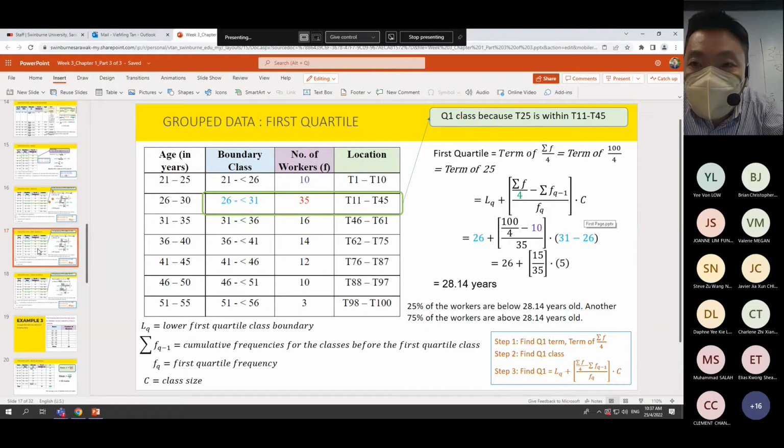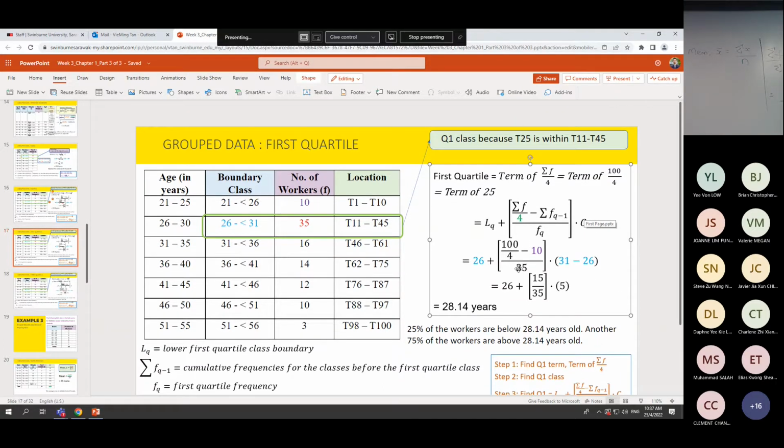Next is the class size for the Q1 class. The class size is 31 minus 26. The 35 is the red one, so I change to red color. This one should be 35, from here. Okay, simplify. I get 28.14. Okay, 28.14 is the answer.